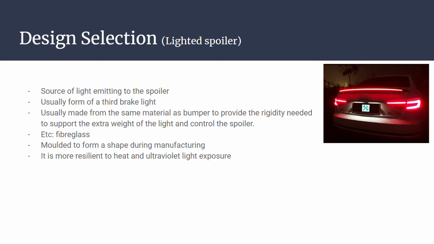For example, fiberglass, which is molded to form the shape desired during manufacturing, and ABS plastic, which is more resilient to heat and ultraviolet light exposure. Fiberglass is chosen for its malleability, which is formed into multiple shapes and sizes. ABS is usually chosen for its characteristic of ultraviolet light resistance, allowing the wing to have relatively low maintenance.